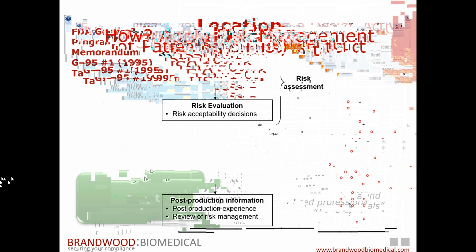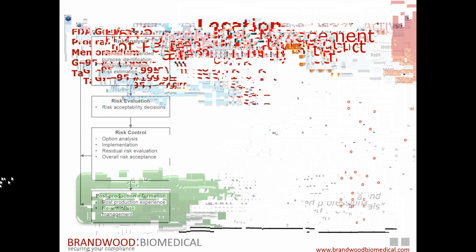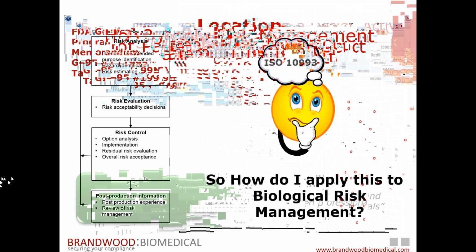And then we place the device into the field, we place it on the market, and we learn from post-production information from our experience, and we will review risk management as we go along. Okay, so that whole process together is risk management, and I emphasize that it's an iterative learning process. It's a cyclic process, it's a living process, and as we gather information through design and through experience in the field, we go back and we update our analysis and management program as we go along. That's ISO 14971. How do we then apply that to biological risk management?